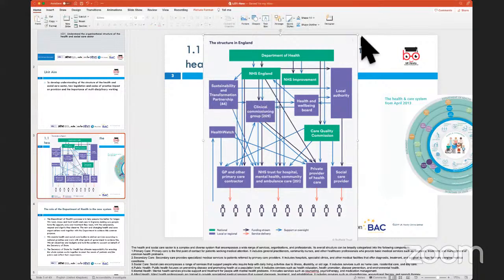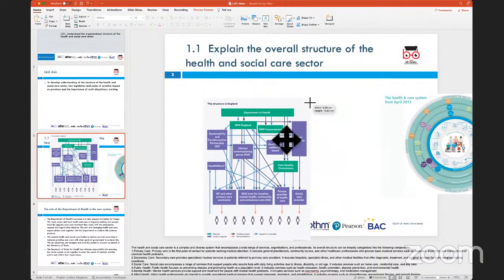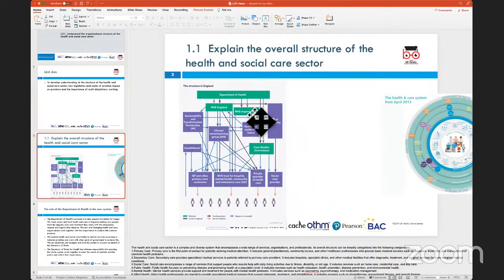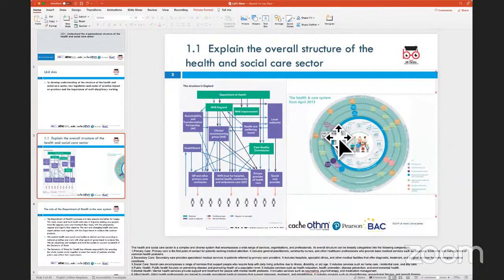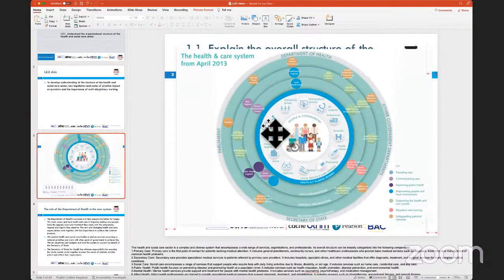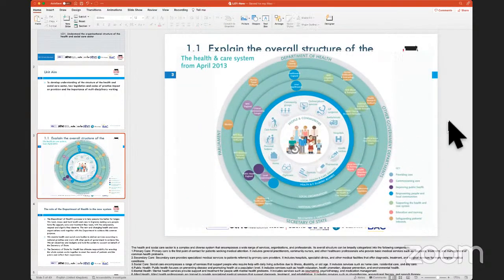Now, this structure is a generic overview of how health and social care services are provided in England. If I look at this particular pie chart, last updated in April 2013, it basically shows how the Department of Health and various bodies provide primary care, secondary care, social care, mental health care, or any sort of care services to the populations.